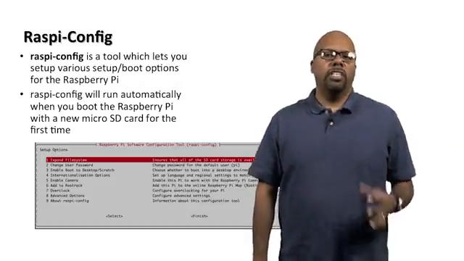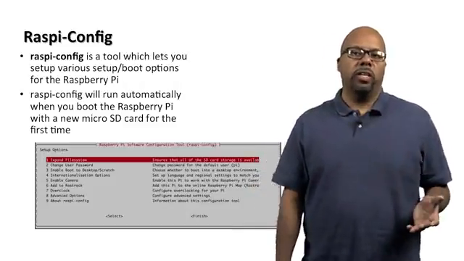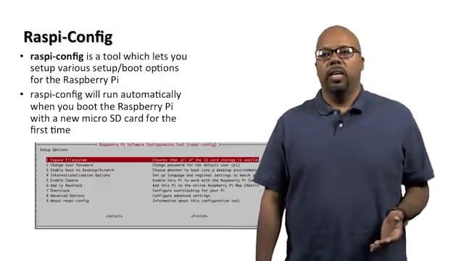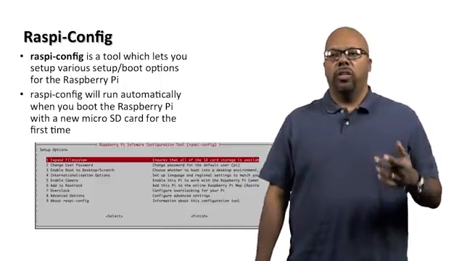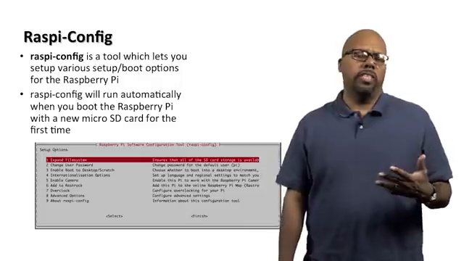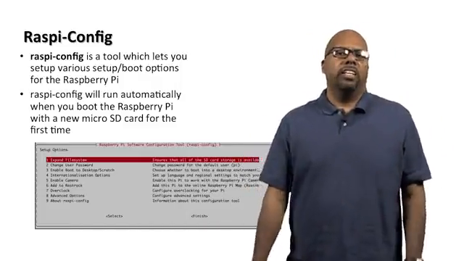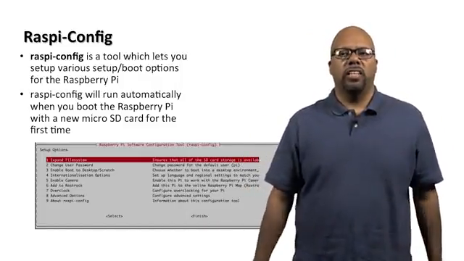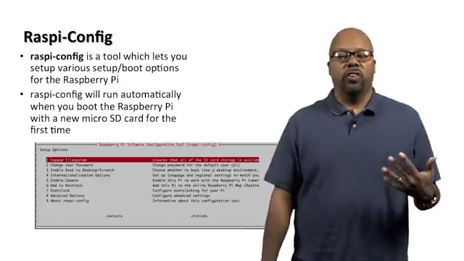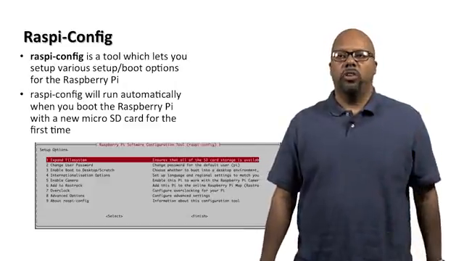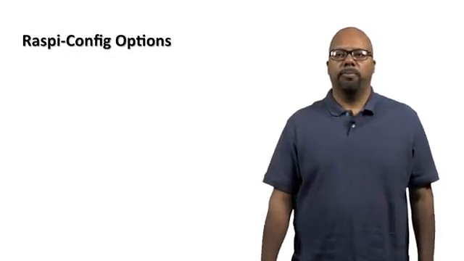It gives you a bunch of setup options for the Raspbian operating system. So it runs automatically, and you can see the options. We're going to go through some of these options to give you an idea of how you want to set these things. You can ignore all these the first time if you want to, but let's just go through some of these options.